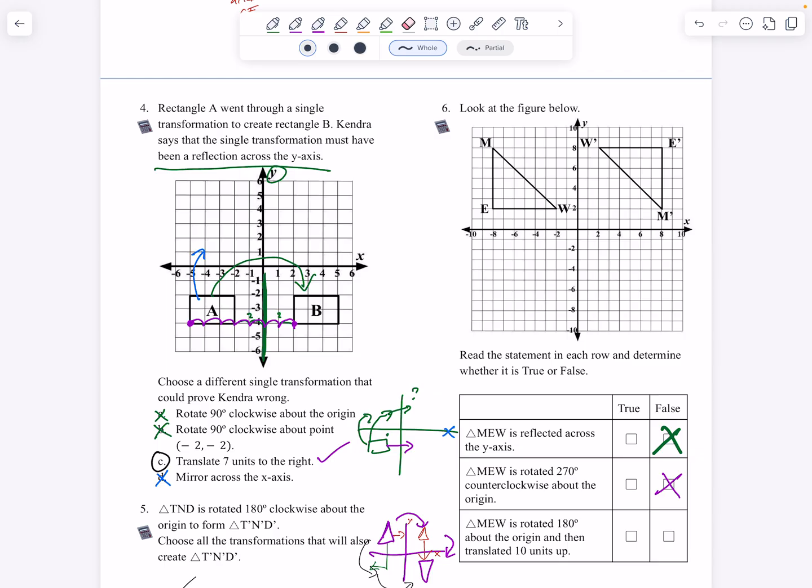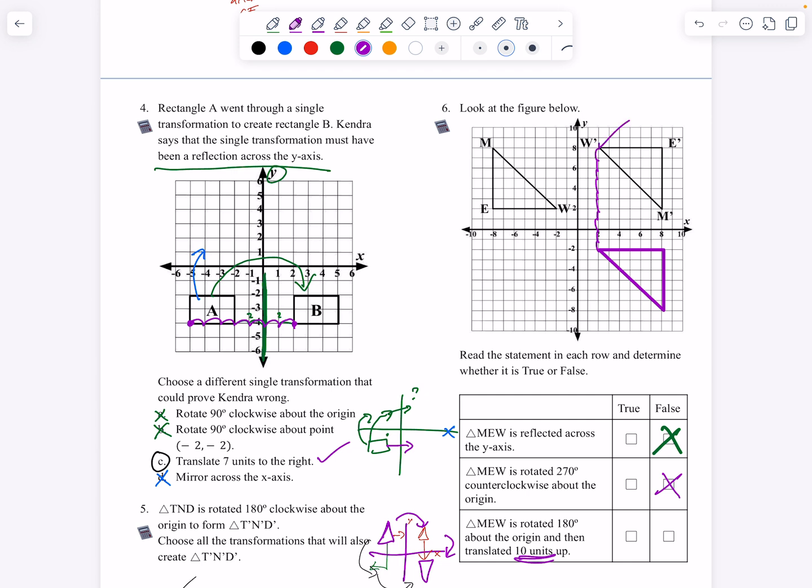Mu is rotated 180 degrees about the origin, then translated up. So let's see. So there's 90. There's another 90. And now we're going to do what with it? We're going to go 10 units up. So 1, 2, 3, 4, 5, 6, 7, 8, 9, 10. So that one is correct.